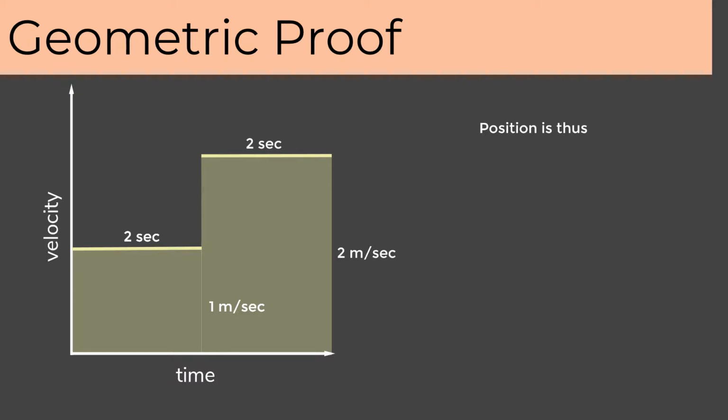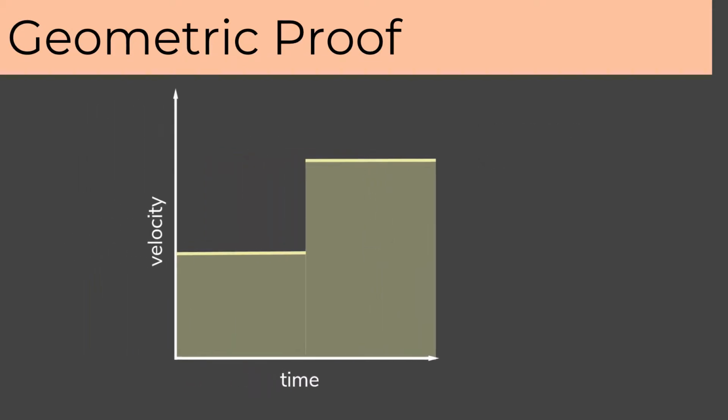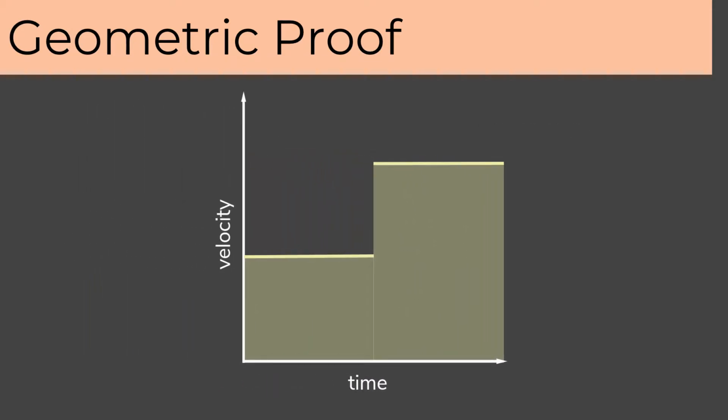During the first half of the journey, we traveled for 2 seconds at 1 meter per second, for a total of 2 meters. For the second half, we traveled for 2 seconds at 2 meters per second, for a total of 4 meters. Summing it up, we covered a total distance of 6 meters. Notice how this is very similar to a bar graph, and we're just adding up the area of each individual bar. Now let's look at how we can expand this idea to more general concepts.